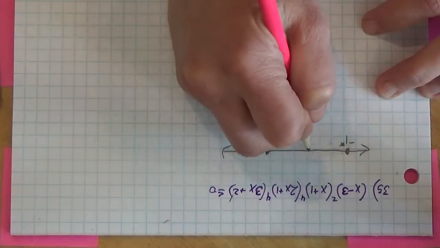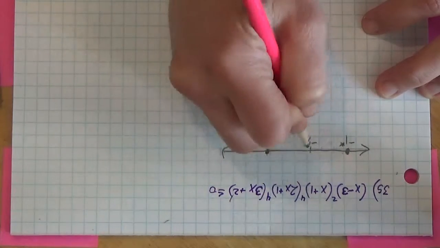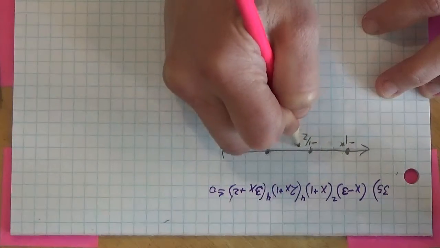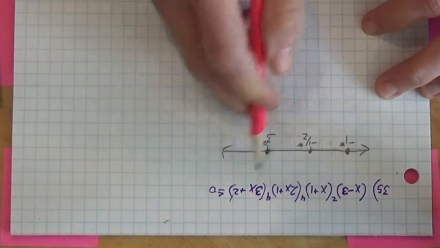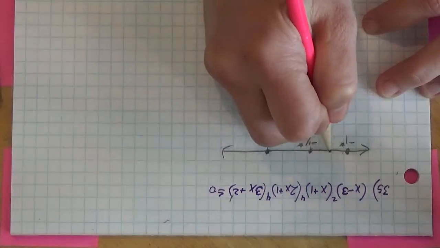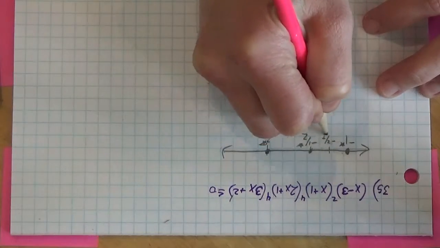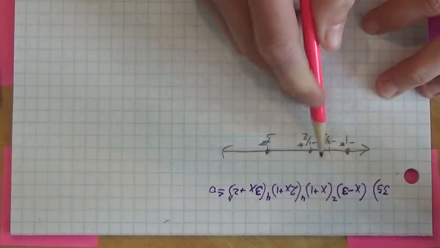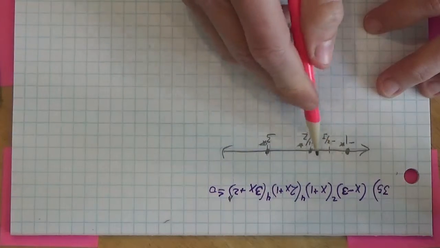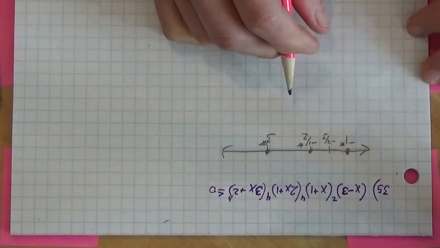-1/2 is also an even multiplicity, so I'll star that. And then -2/3 is right in between there, and it's an odd multiplicity, so I don't need to star it. It'll change signs like normal.